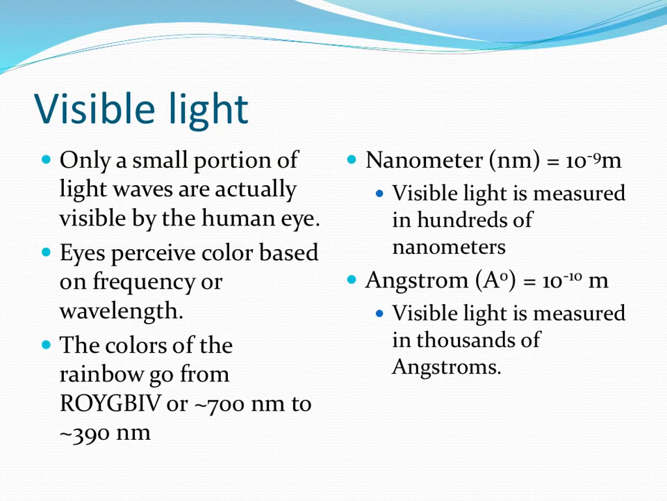So, again, just repeat, only a small portion of actual light waves can be seen by our eyes. Alright? And the eyes perceive those colors based on the frequency or wavelength of the wave, and then that gets transmitted to our brains, and we understand pink is pink or blue is blue. Alright? So, the rainbow colors that we see, or the colors that wavelengths have, come from the rainbow.